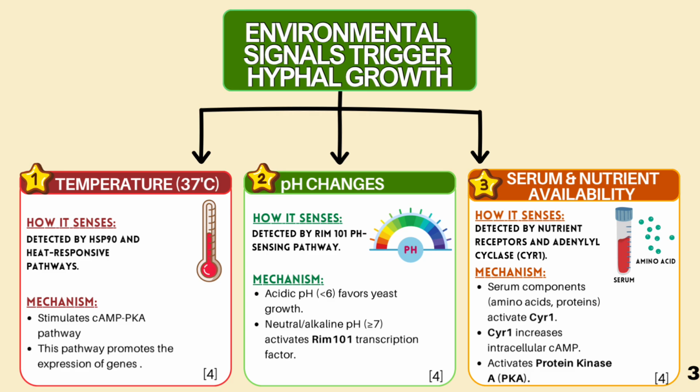Number 3, we have serum and nutrient availability. These nutrients are detected by nutrient receptor, an enzyme called adenylyl cyclase, known as CYR1. The activation of CYR1 will increase the level of cAMP inside the cell. High cAMP level will activate protein kinase A or PKA and stimulate hyphae growth by activating EFG1.